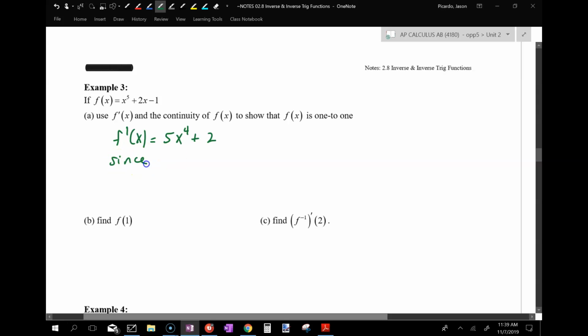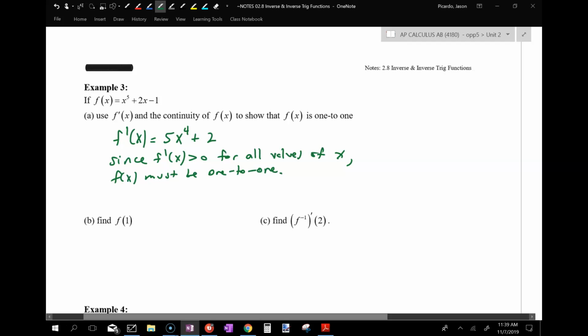Since the derivative is greater than 0 for all values of x, f of x must be 1 to 1. Right? Evan, does that make sense? Cool.